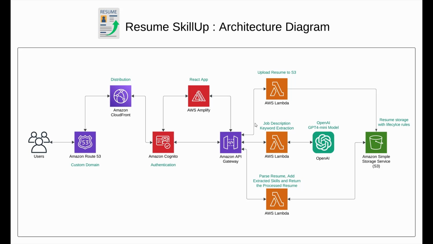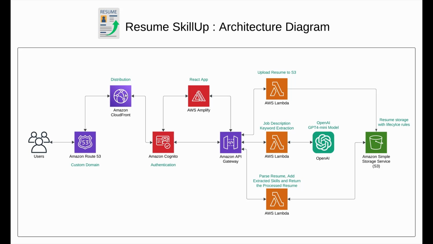Let's have a look at the architecture diagram. The user accesses the tool via URL, which in my case is tool.bhavingoswami.com, which is hosted on Amazon Route 53 DNS service. The request is then forwarded to Amazon CloudFront, which is a global content delivery service used for faster data transfer using edge locations and caching.